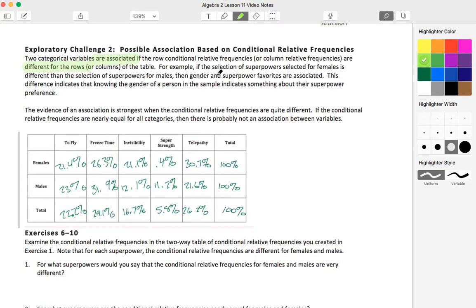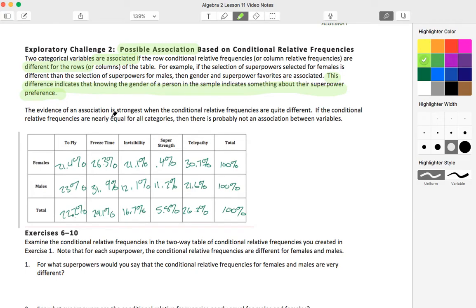For example, if the selection of superpowers selected for females is different than the selection of superpowers for males, then the gender and superpower favorites are associated. This difference indicates that knowing the gender of the person in the sample indicates something about their superpower preference. Basically, and this is where you can take notes, it doesn't matter if you're a male or female, what your favorite superpower is. That's what we're going to use our data to find out, if there is a possible association.